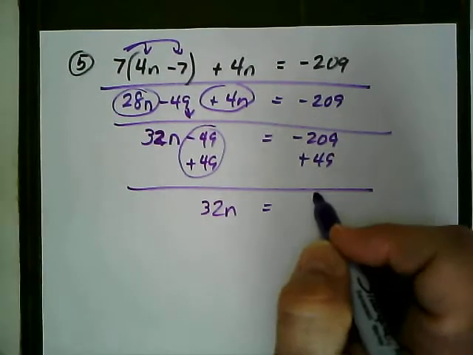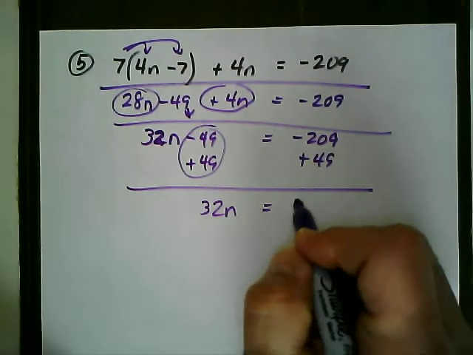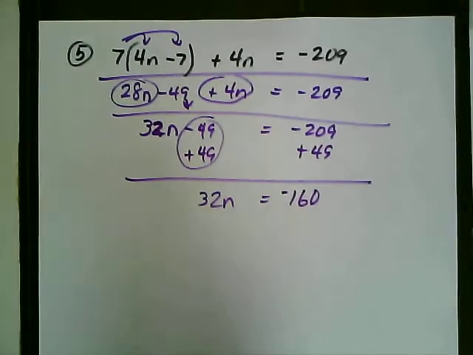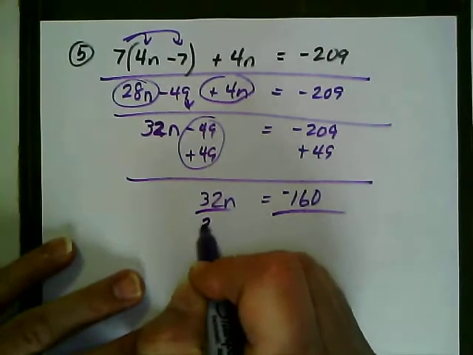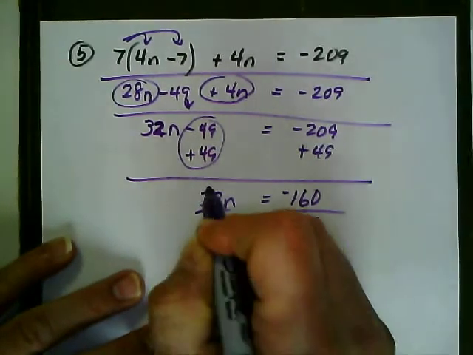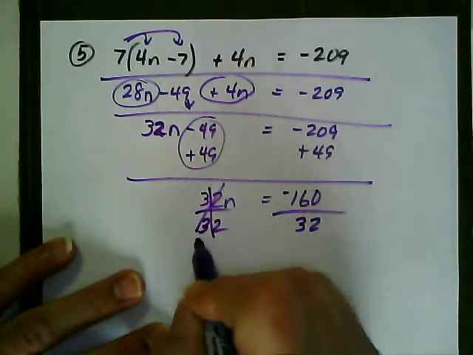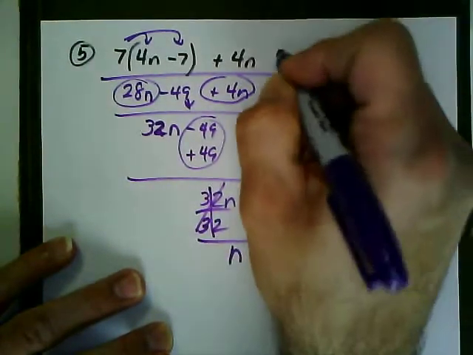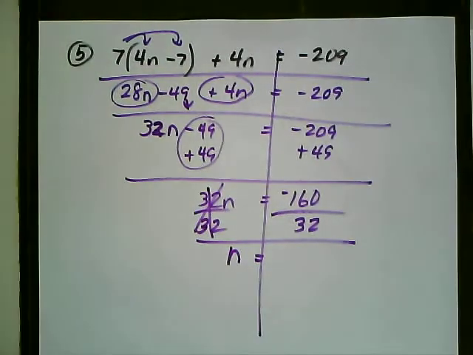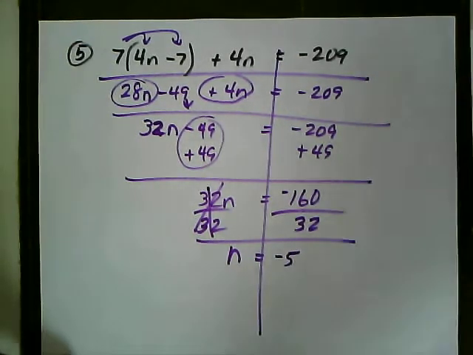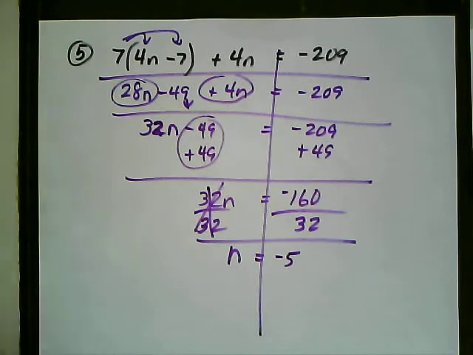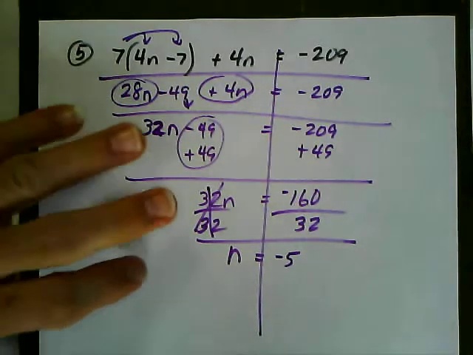32, and that is 160, negative 160. And our last step, get rid of what's multiplied or divided, that is that 32. We're left with the n, it equals... So 160 divided by 32 is 5. And in this particular case, it's negative 160, so it's negative 5. And if you guys remember, when I entered my stuff in my calculator, I don't put the negatives in there because I know what it's going to end up being.